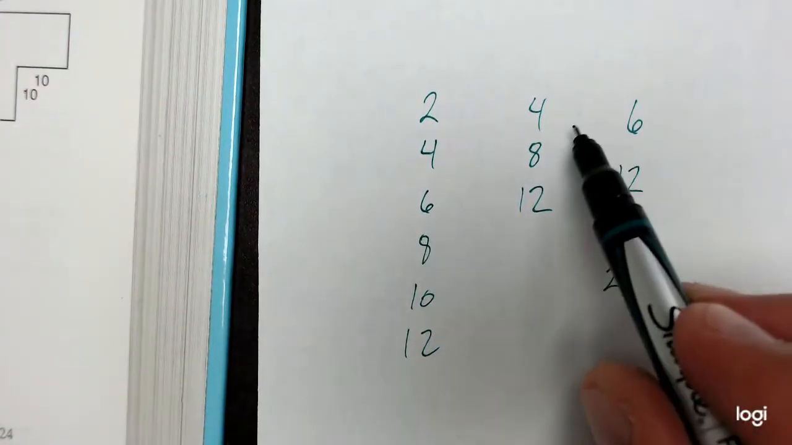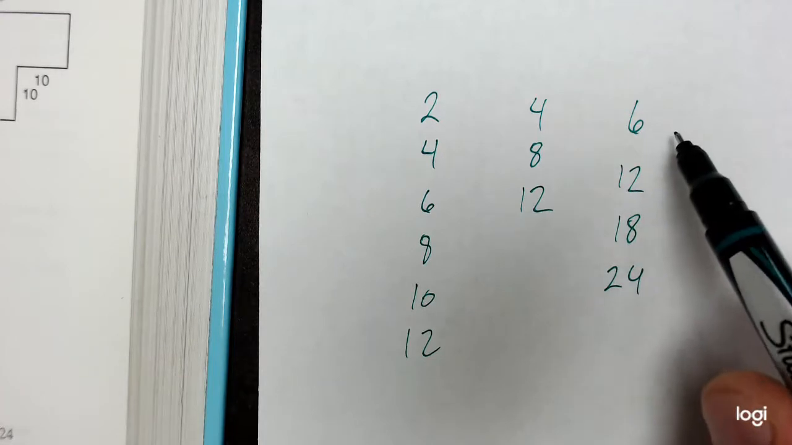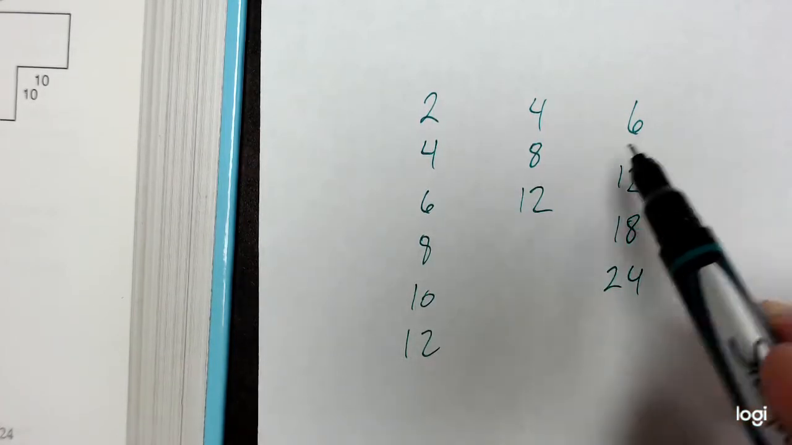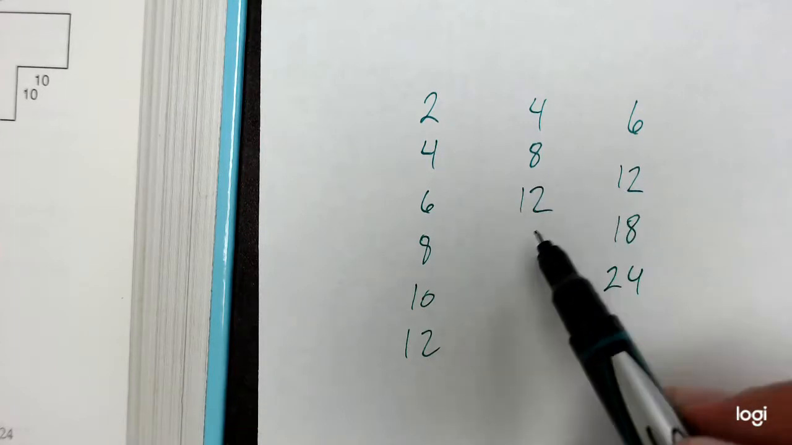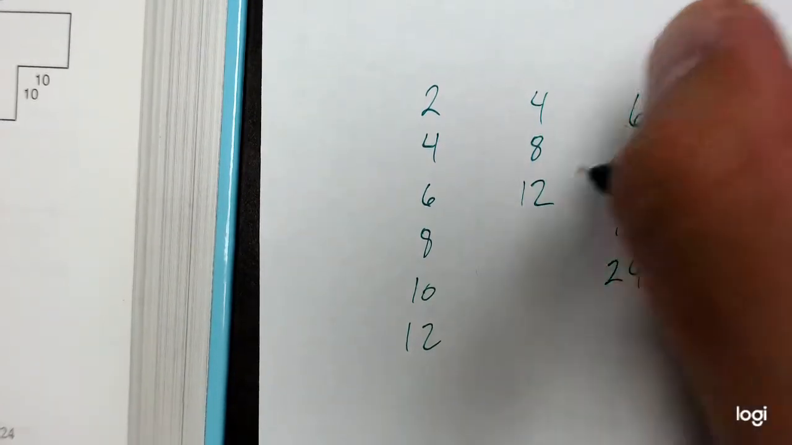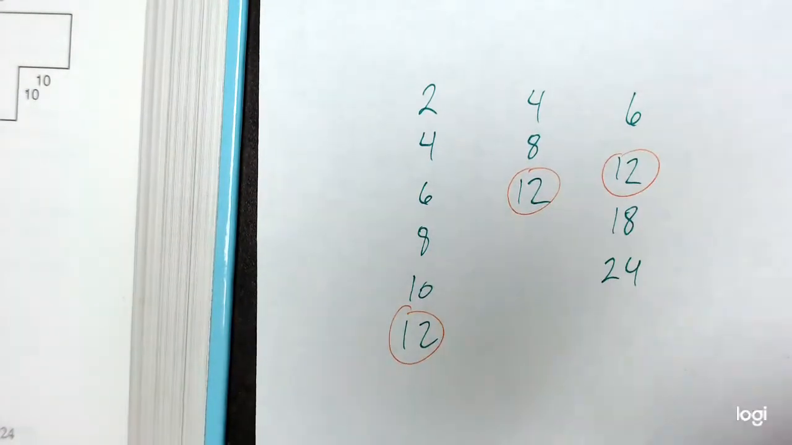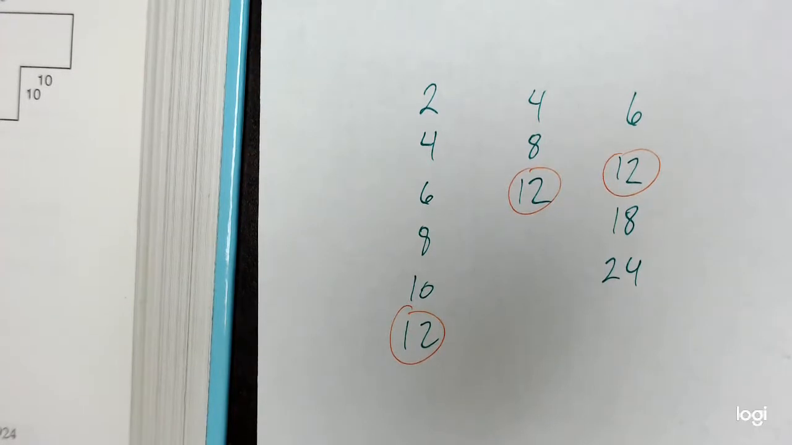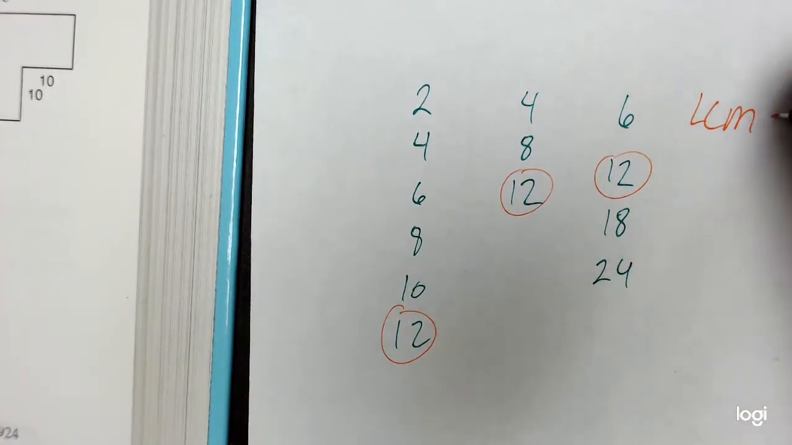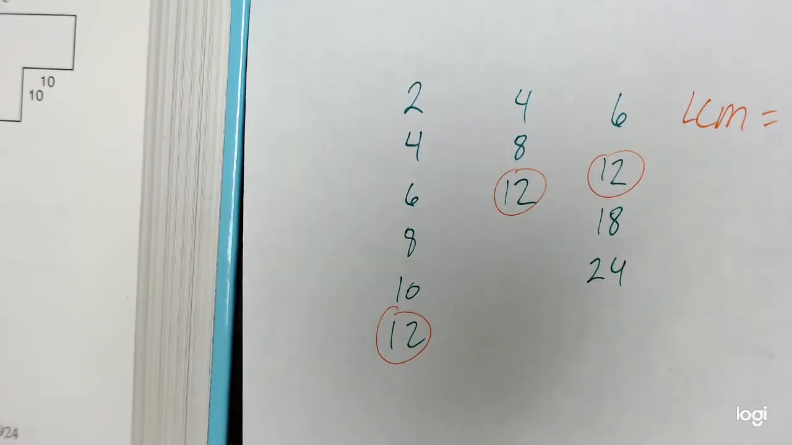Oh, wait, these 2 also have 8. Ooh, but no 8 over here, so I can't use that. These 2 have 6, but there's no 6 in the middle, so it looks like my least common multiple is going to be 12. Least being the lowest, and common meaning all 3 numbers possess it. So it could be the number 12. That is the LCM. So LCM equals 12.